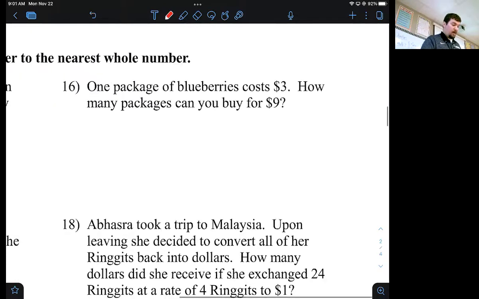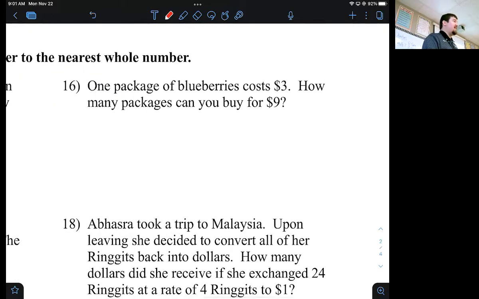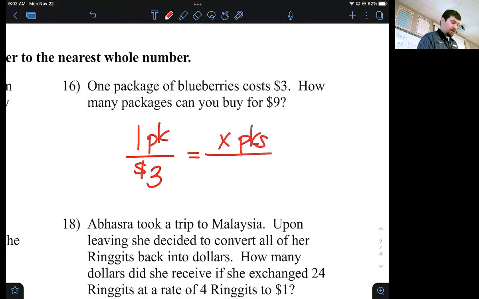Number 16 says 1 package of blueberries costs $3. That is a ratio. How many packages? 1. How much did it cost? $3. Okay, that's a ratio. Then it says how many packages? So where do I put my X at? Top or bottom? Top with the other pack. How many packages would it cost for $9?